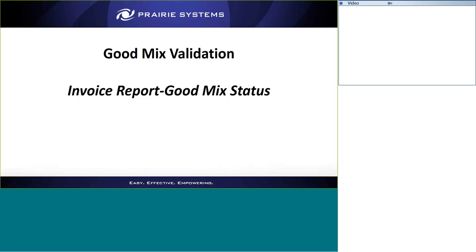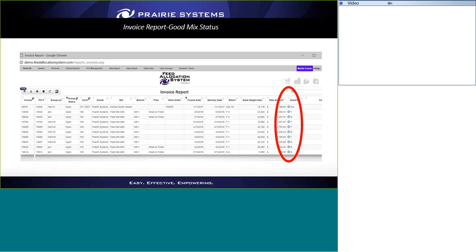Where do you find good mix information? The primary place to find the good mix information is on the invoice report, and what you're going to look for is the good mix status field. So here's an example of an invoice report. Again, this invoice report is located under Global Reports.